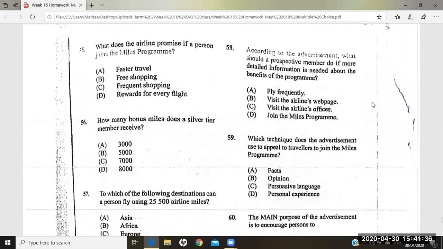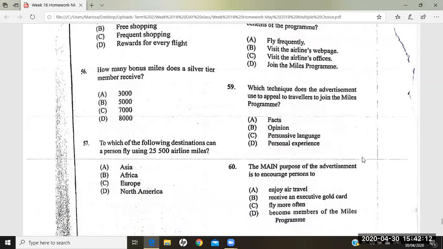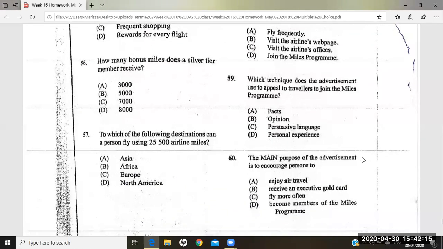58 says, according to the ad, what should a prospective member do if more detailed information is needed about the program, about the benefits of the program? So Mamadou, what did you have for 58? Yes, Mamadou, the answer is B, visit the airline's webpage. 59 says, which technique does the advertisement use to appeal to travelers to join the Miles program? So, Khadija, what did you have for this one?